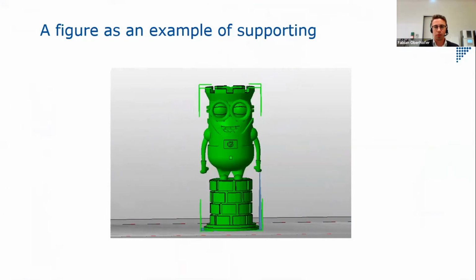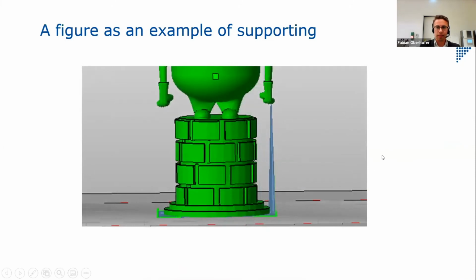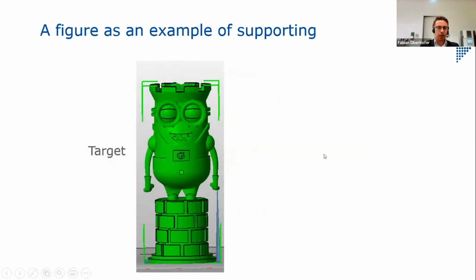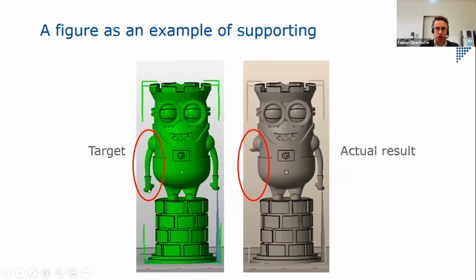Here's a little example of why supporting is so important. We have this minion figure, and one of his fists or arms is supported. The other one isn't supported. Here you can see it again, a little bigger. What we expect from this printing job is that we get the whole object, but what we actually will get is this, because this fist has no chance to stick to the build platform and will only stick to the shoulder of the minion when we come to this point. So this is why supporting of a printing object is so necessary.